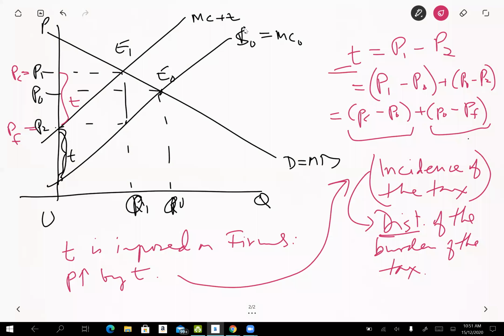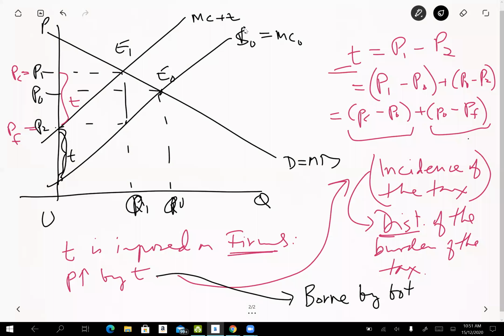So if you look at the incidence of the tax, even though the tax is imposed on the firms, what the firm does, the firm raises the price. Okay. So when the firm raises the price, then the incidence of the tax will be what? Will be borne by what? By both parties. When we say both parties, that means the sellers and also the firm. Seller and firm are the same, right? Borne by both parties, the firms and consumers.